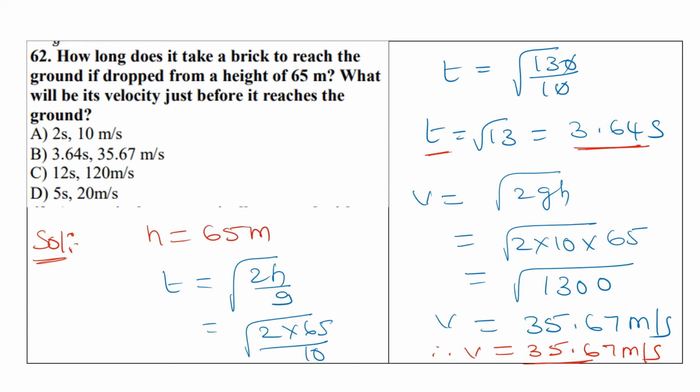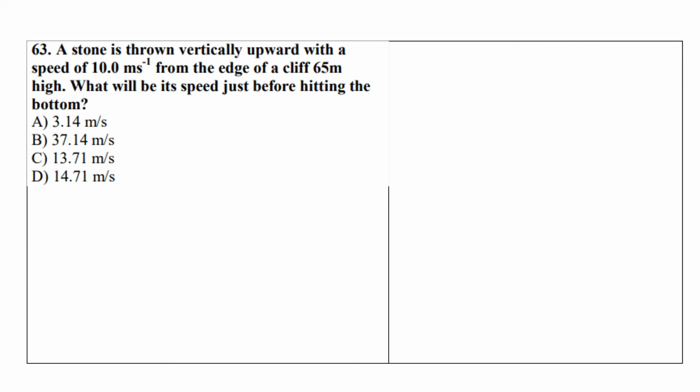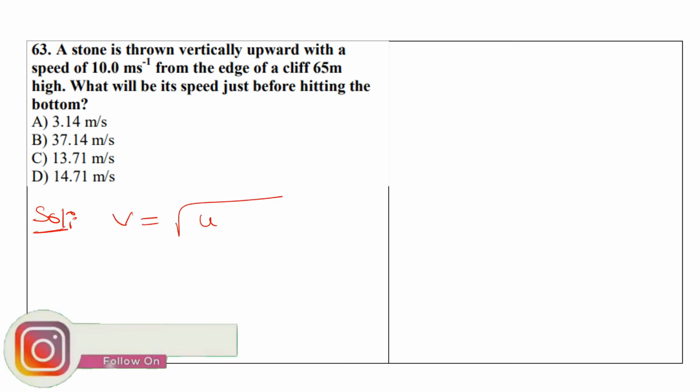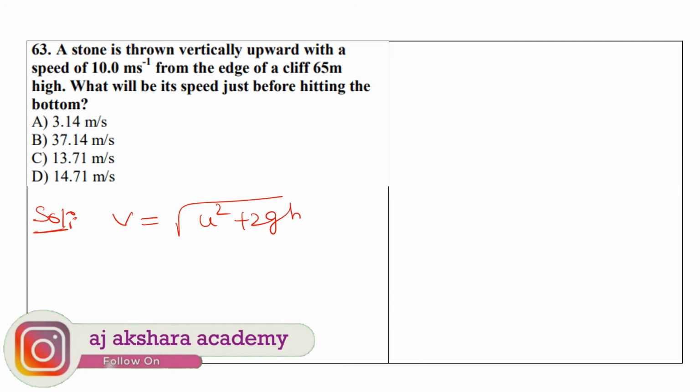Okay, next we will go to the next question. A stone is thrown vertically upward with a speed of 10 meters per second from the edge of a cliff 65 meters in height. What will be its speed just before hitting the bottom? Now let us go to the solution. Here we have to calculate the speed. So v equals square root of u squared plus 2gh.